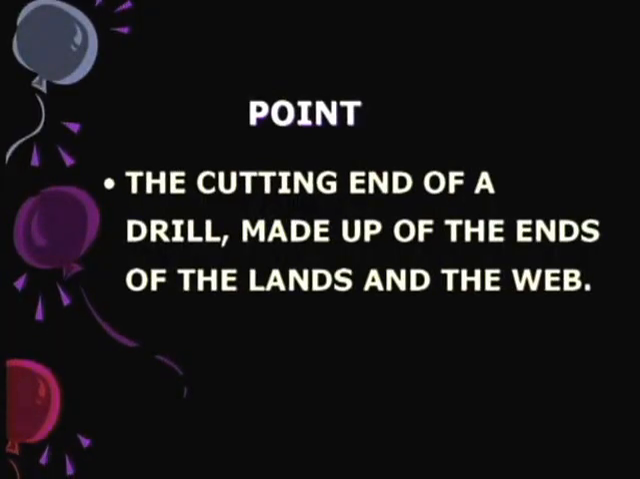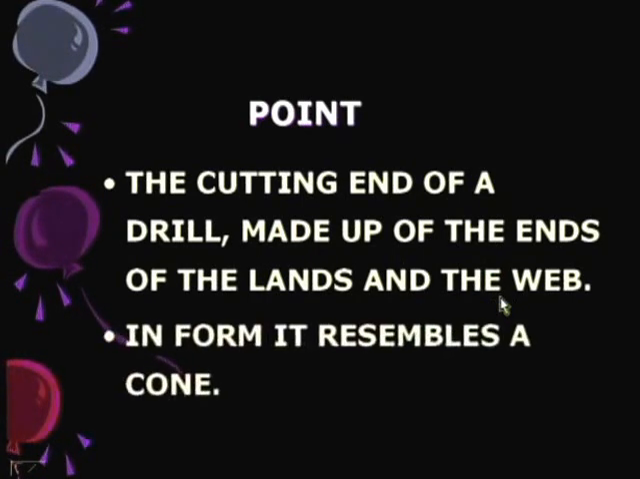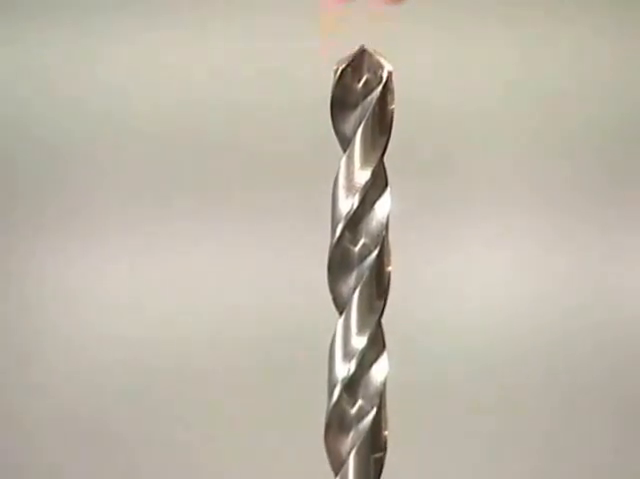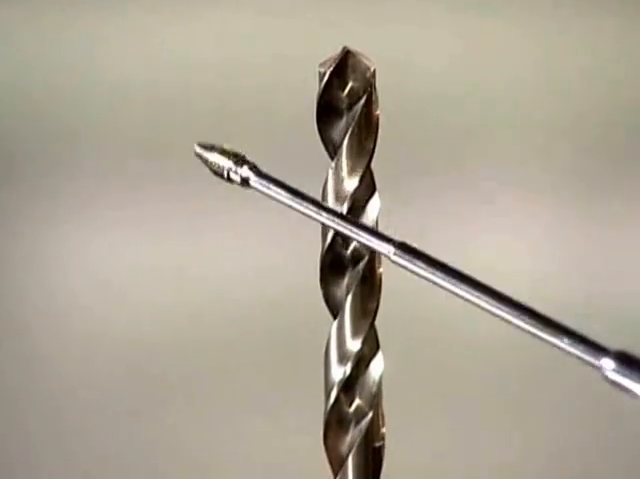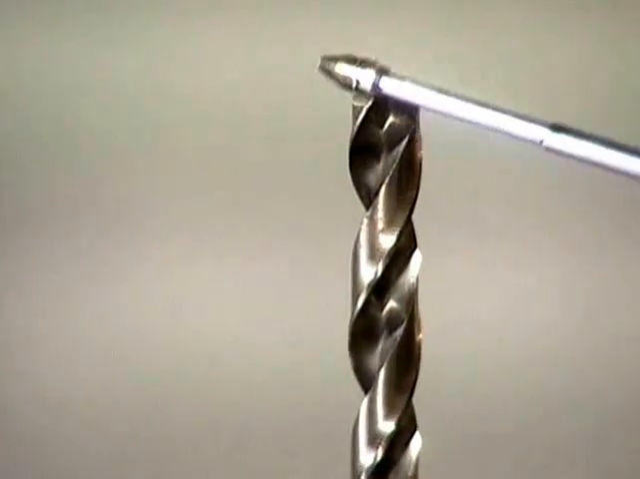Okay. Now we want to move on to the next thing, the point. The cutting end of a drill made up of the ends of the lands and the web, that is called the point. And it resembles a cone. So here you can see again, this is the part which is actually resembling a cone. So this entire thing is called a point.